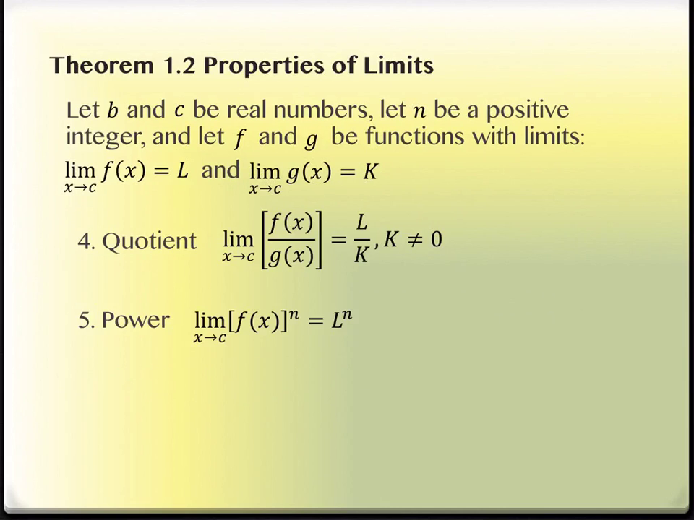Okay? Two more. Quotient. Looks a lot like product. If you divide the two values and then you take their limit, it's the same thing as dividing their limits, as long as whatever's on bottom is not 0. Okay, no limits of 0 on bottom. That's not going to hold true. So there is an exception. And the last one, the power one, looks a lot like the basic rule number 3 above. It's saying if you have the limit of a function raised to the power n, then it's the same thing as having the limit of the function, which is L, raised to the power n.